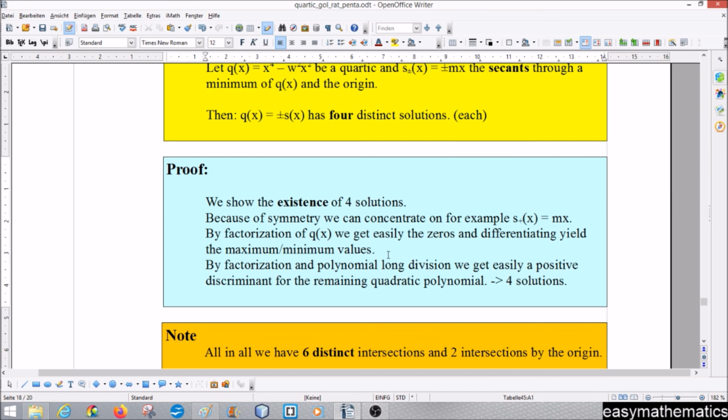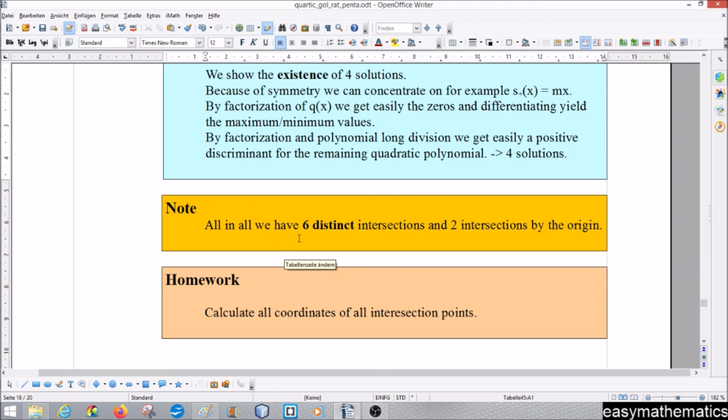Because of the symmetry, we can concentrate on, for example, s plus. Then we can factorize q of x easily, and then we can differentiate q of x to find maximum and minimum values. And also using polynomial long division, we get easily a positive discriminant for the remaining quadratic polynomials, so we have 4 solutions. Okay, but I leave the details for you. And all in all, we have 6 distinct intersections and 2 intersections through the origin.